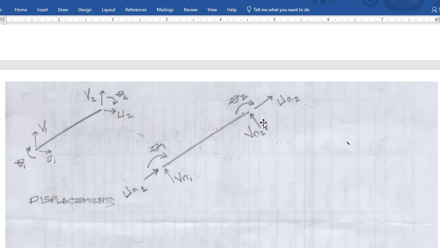Dito naman, you have the elongation UA1 tsaka UA2. Okay, tapos you have the normal displacement Vn1 tsaka Vn2. Normal in the sense that it is acting 90 degrees with the length of the member. Okay, so take note, yung rotation theta 1, hindi siya nagbago with respect to this figure kanina. Okay, guys?